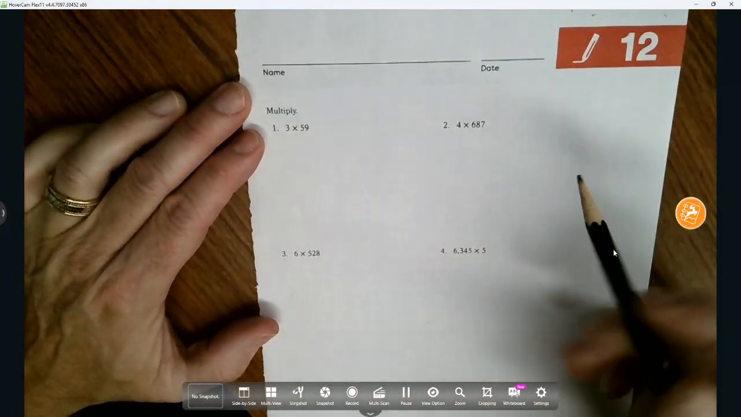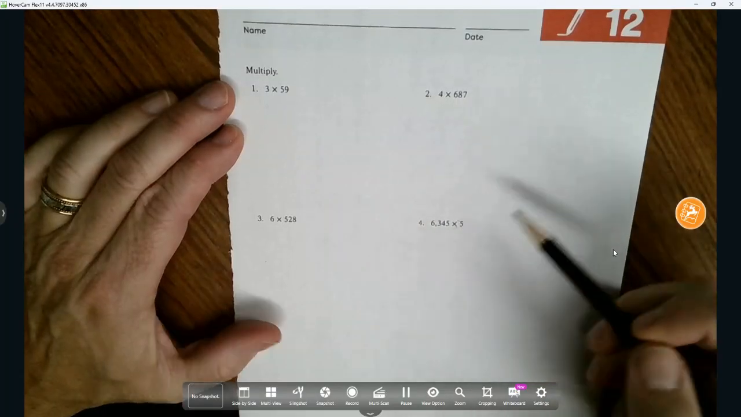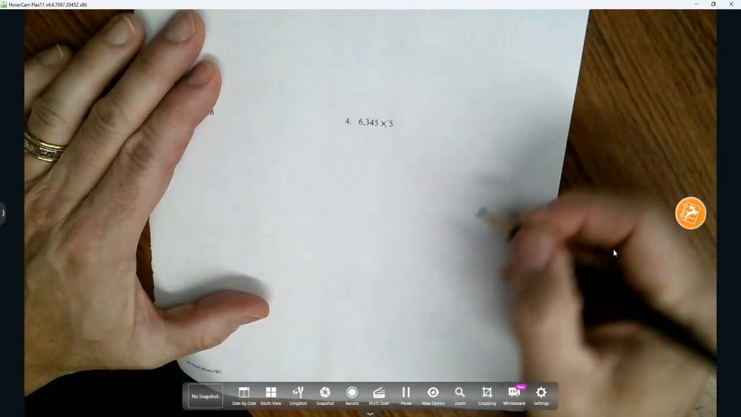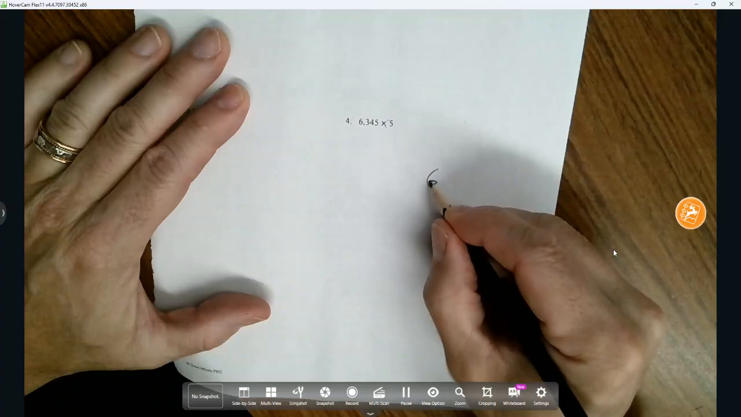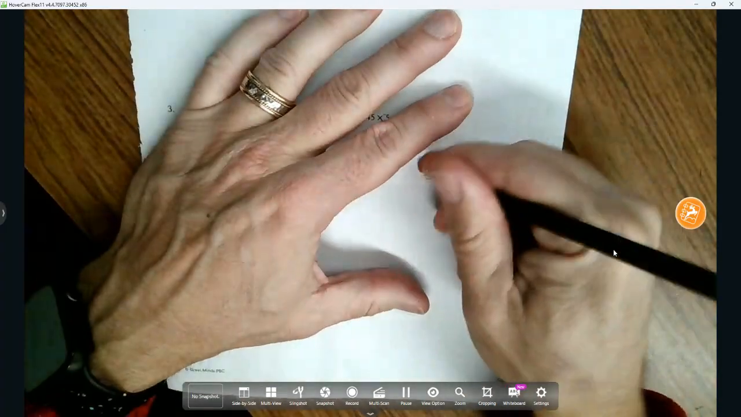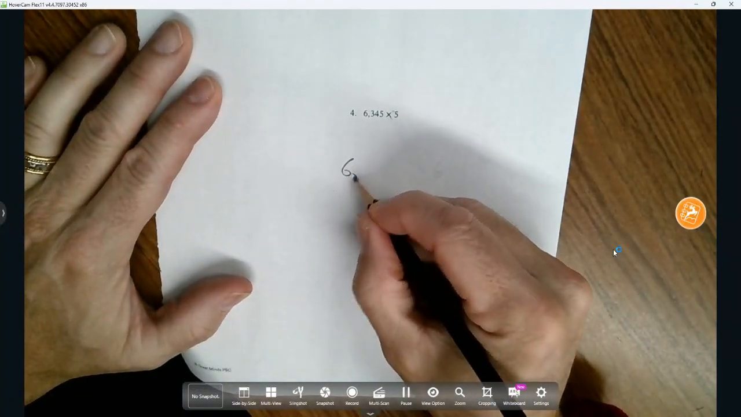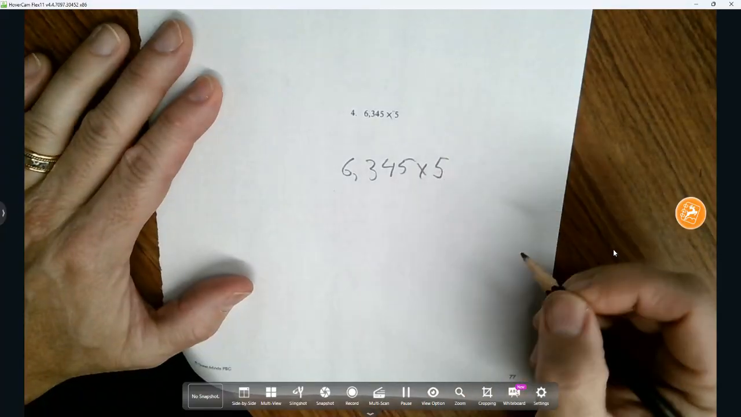All right. Let's see, which one do I want to help with today? I'm going to help with this one. This is the biggest one. That's what I'm going to help with. I'm going to take it down here, though, in case I need extra room. So we're going to say 6,000. Actually, let me erase that. I'll put over how I prefer to do it. 6,345 times 5.